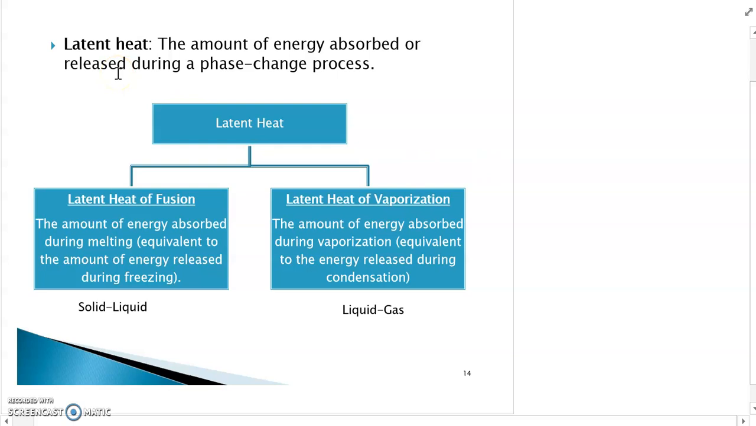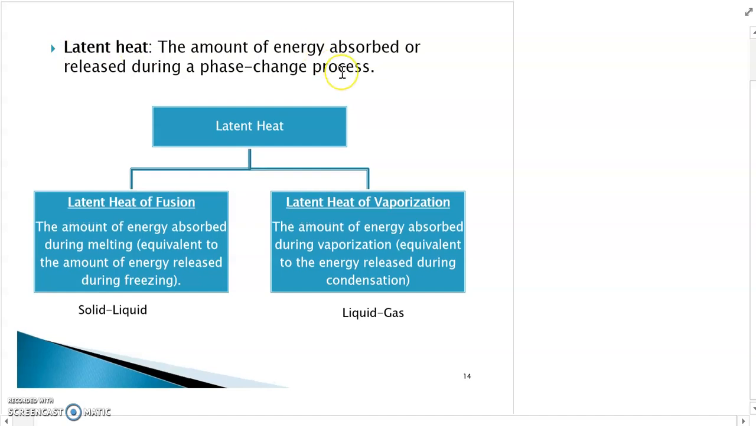So here we go back to a term you've seen in chapter 1, latent heat. So what is latent heat? It is one example of the internal energy, which is related with the microscopic energy, or internal energy, also known as U. It is the amount of energy absorbed or released during a phase change process.